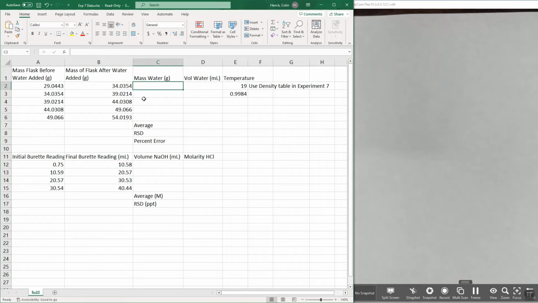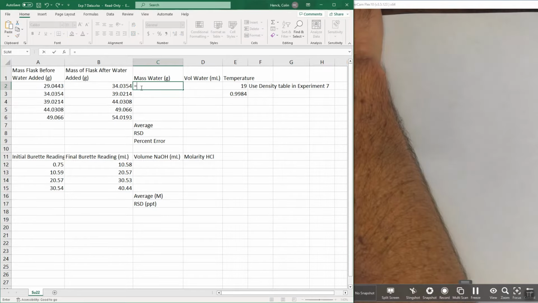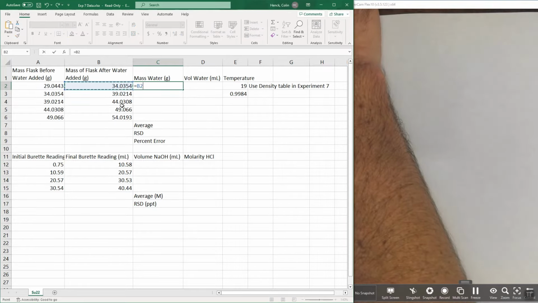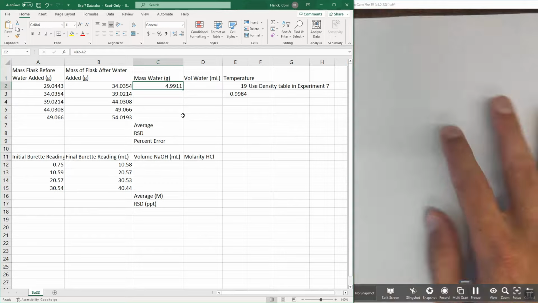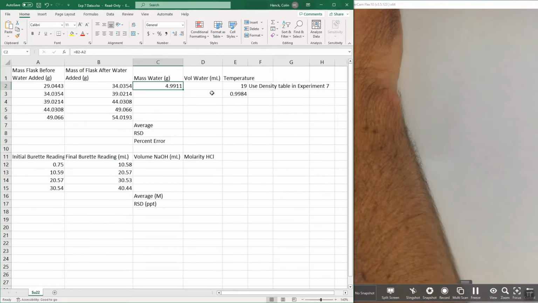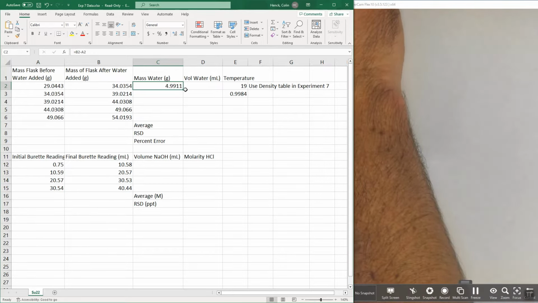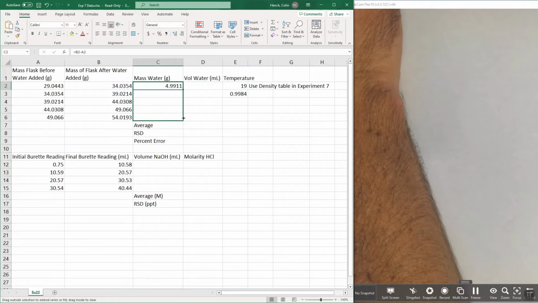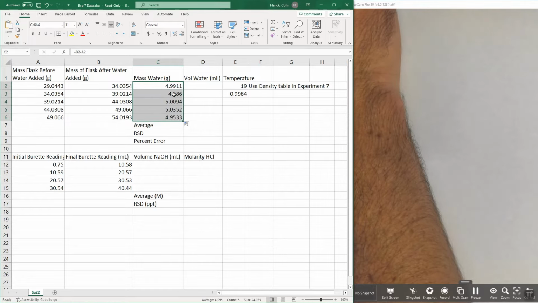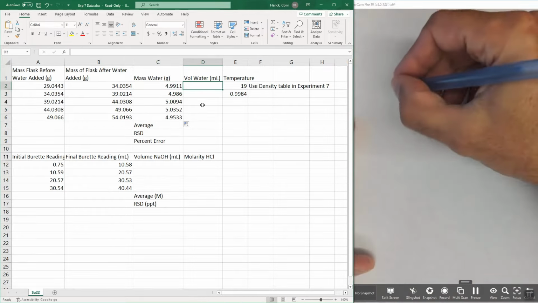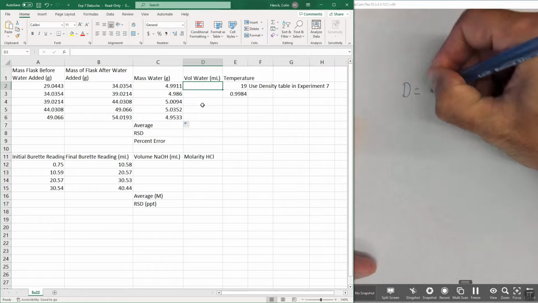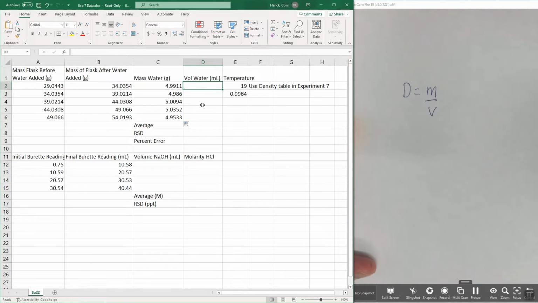Remembering that to get Excel to do math, we click the equal sign. Then we're going to click on the final mass minus the initial mass. This should come out to be approximately 5 grams, again because the density of water is very close to 1, so 5 milliliters of water should be roughly 5 grams of water. I'm going to simply pull that through, and you can see we added about 5 grams of water in each case. Now we need to find the volume of the water. So if you'll recall, density equals mass divided by volume.